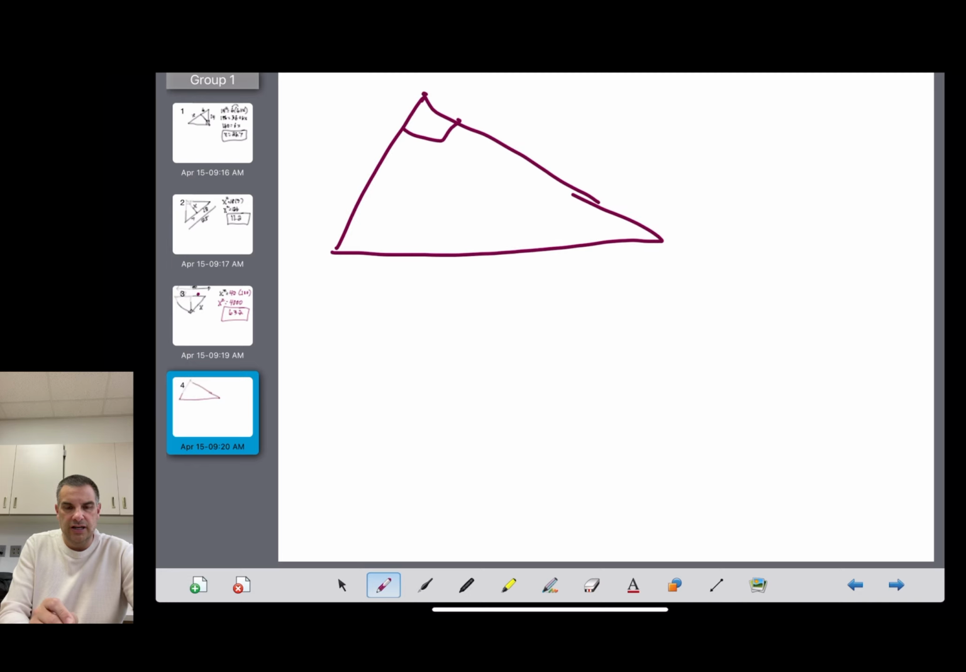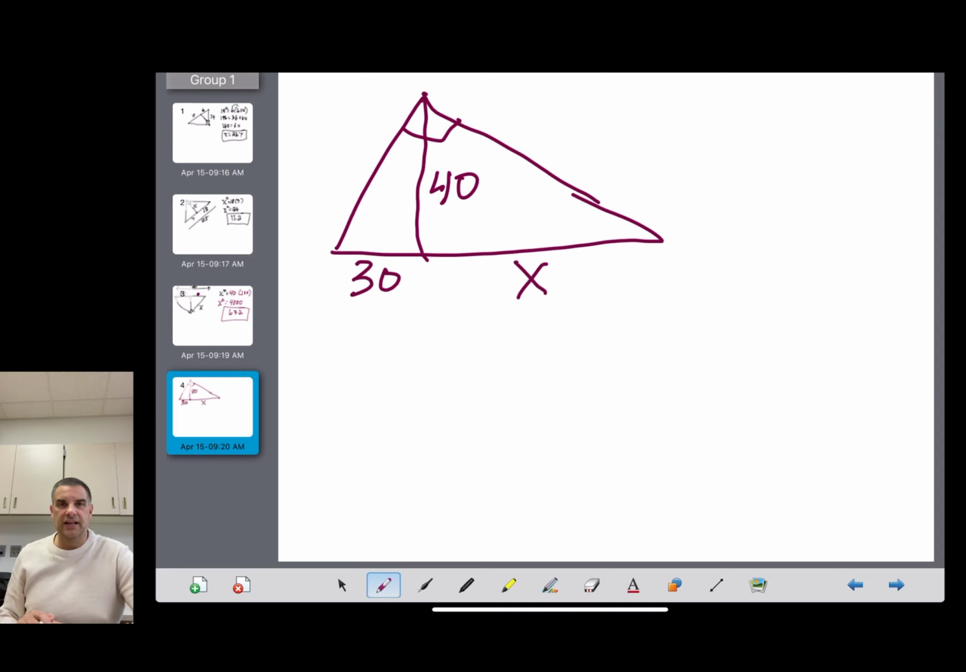So here's our right triangle. I'm going to drop that altitude down. This time I'm going to tell you that the altitude is 40. This is 30. We want to find the value of x. Leg squared is part times part. So my altitude squared, my bad. Leg squared, sorry. Altitude squared is equal to segment times segment.